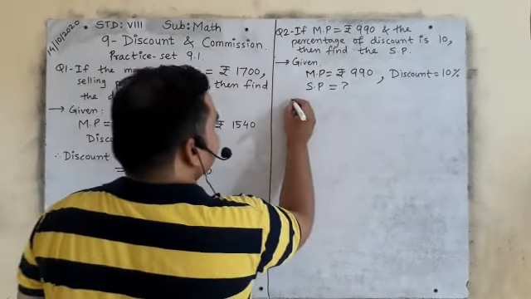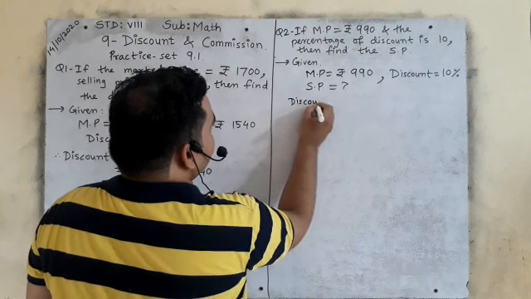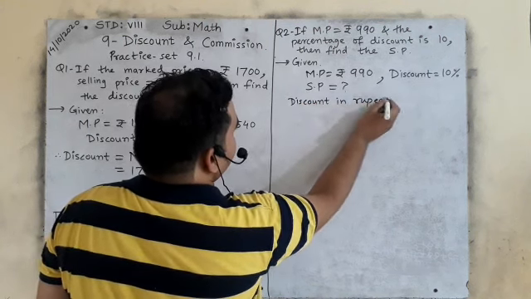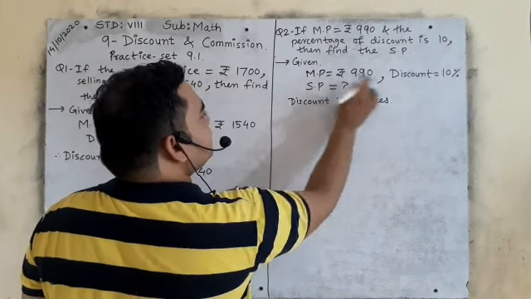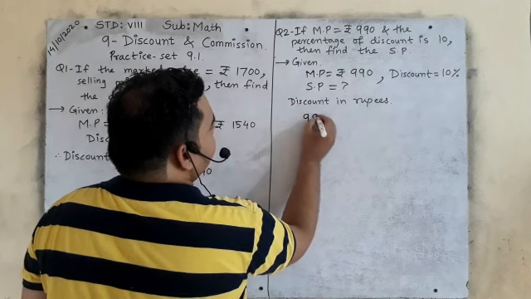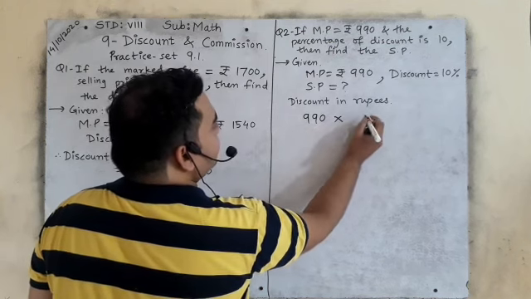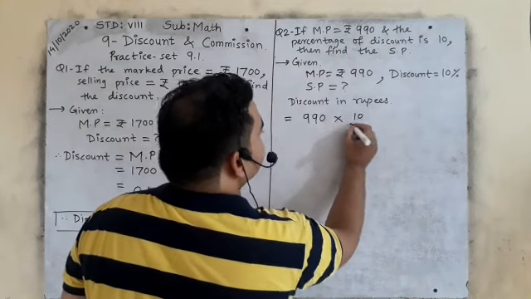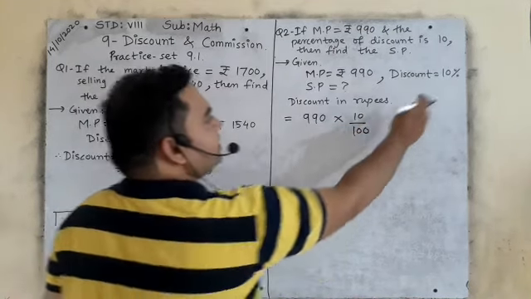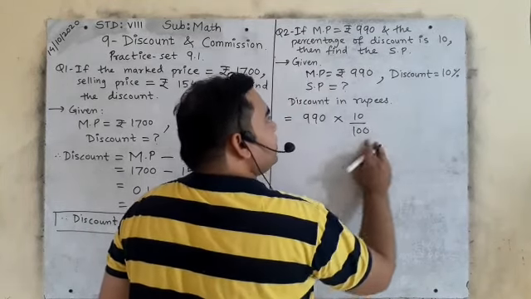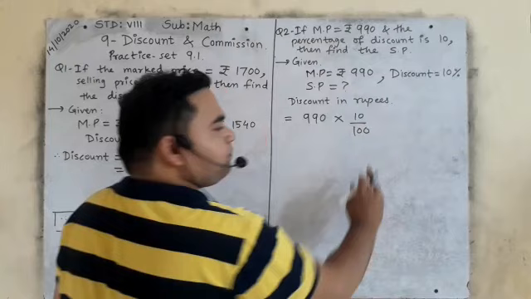Okay, see here, discount in rupees you will find out. So discount we find on which? We can find the discount on mark price. So you will write 990 multiply by 10%, means 10 upon 100. 10% means 10 upon 100. 20% means 20 upon 100. 30% means 30 upon 100.